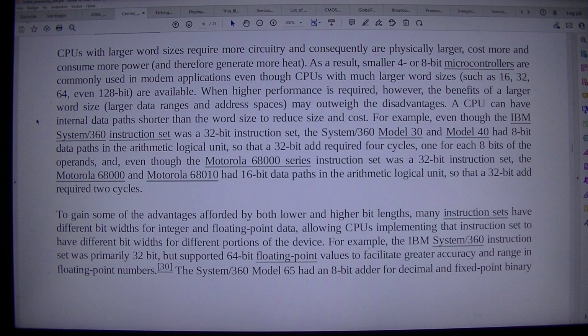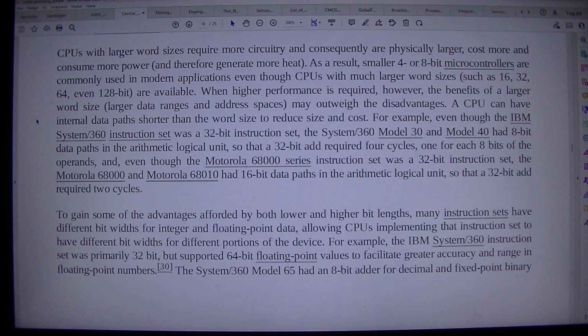For example, even though the IBM System/360 instruction set was a 32-bit instruction set, the System/360 Model 30 and Model 40 had 8-bit data paths in the arithmetic logical unit, so that a 32-bit addition required 4 cycles, one for each 8 bits of the operands, and, even though the Motorola 68000 series instruction set was a 32-bit instruction set, the Motorola 68000 and Motorola 68010 had 16-bit data paths in the arithmetic logical unit, so that a 32-bit addition required 2 cycles.